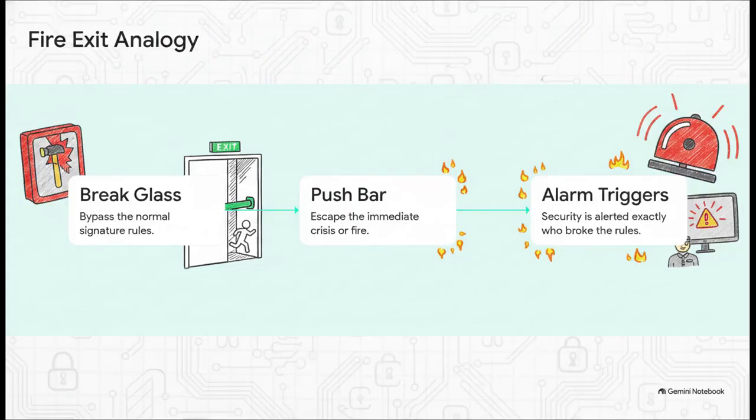To really picture how these two work perfectly together, think about a standard fire exit door in a highly secure corporate building. Normally, you have to swipe your ID badge at the main turnstile to get out, right? That's your standard workflow. But what happens if there's a fire? You break the glass, you push the emergency bar, and you escape immediately. That's your override. You bypass the normal ID swipe because you were in a crisis, but doing so instantly triggers a massive building-wide alarm, your exception monitor. Now the security team knows exactly who broke the rules, which door was opened, at what exact time, and ultimately why they had to do it.